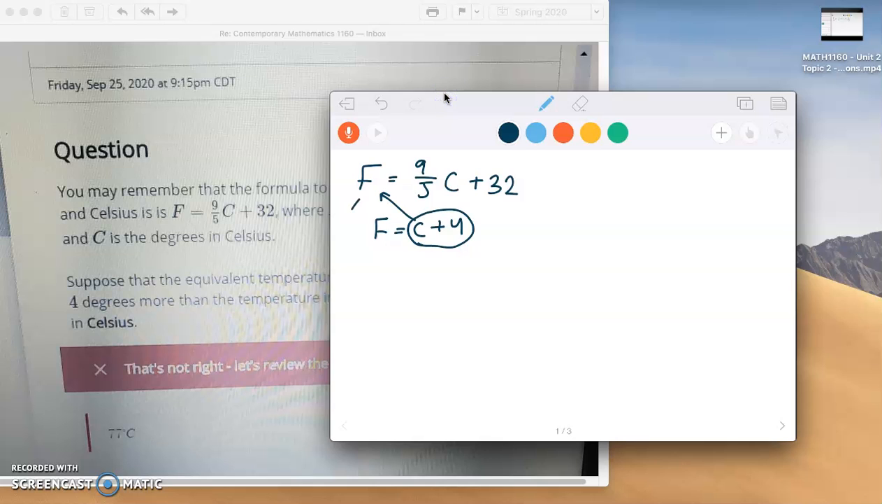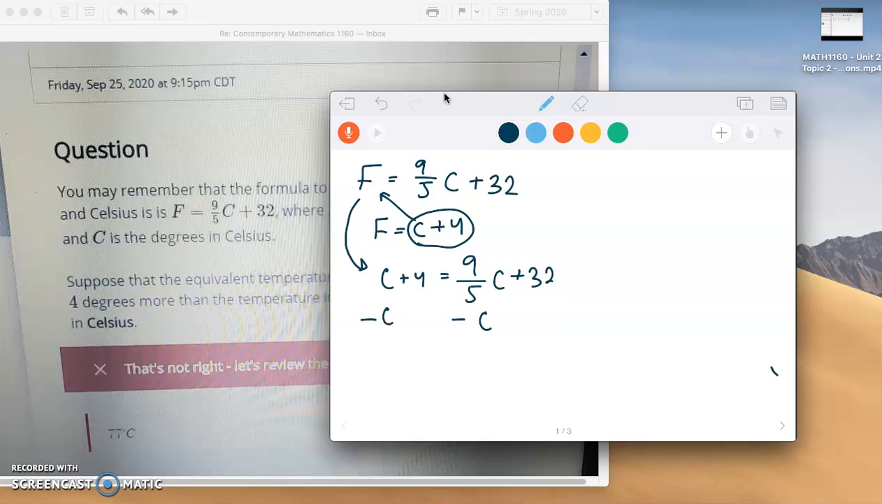So now what we're going to do is rewrite this problem in terms of C or Celsius. So we have C plus 4 equals 9/5 C plus 32. And we need to solve for C. So we need to get all the C terms on one side of the equal sign and all the numeric terms on the other side. So let's go ahead and subtract 1C from both sides.